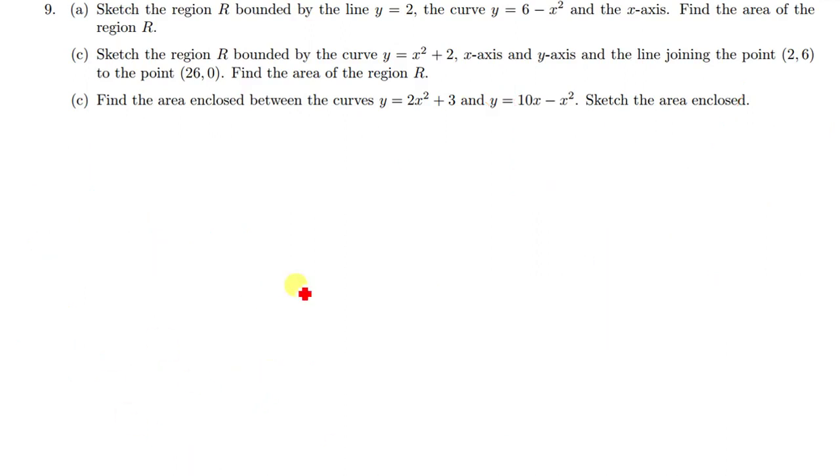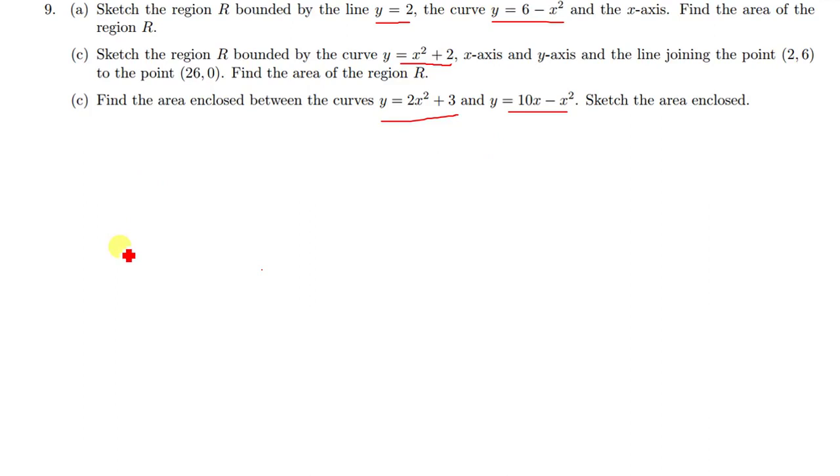So this question is also simple. Find the area enclosed between this curve and that curve. The difference between the previous questions and this one is that in the previous questions we were given a curve and a line, but on this one we've been given 2 curves. So here it's just a matter of knowing which one is on top and which one is down.